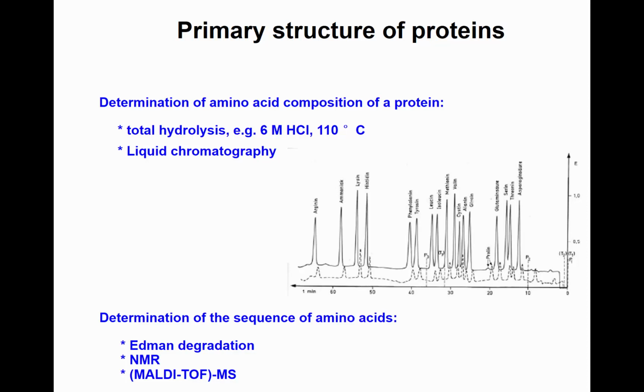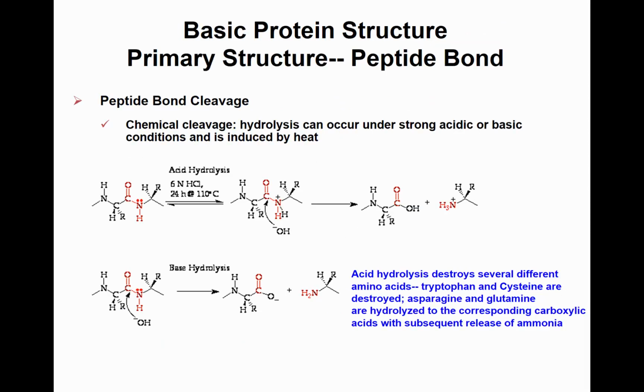Usually it's MALDI-TOF, which is matrix-assisted laser desorption ionization with time of flight. Again, you'll learn about these techniques in a different class. But there are ways to determine the sequence of amino acids in the primary structure of a protein. So peptide bonds can be broken.